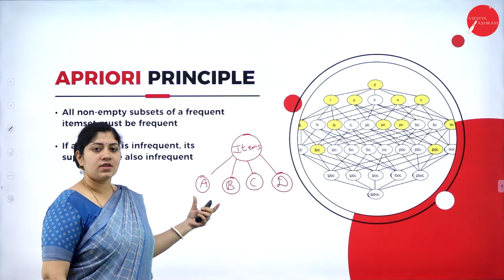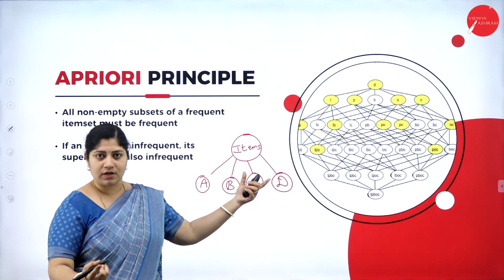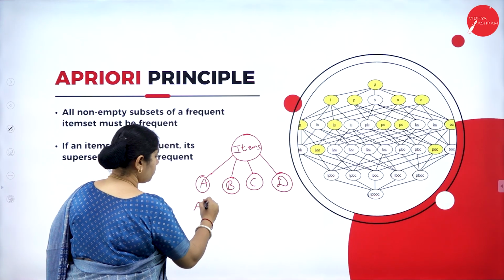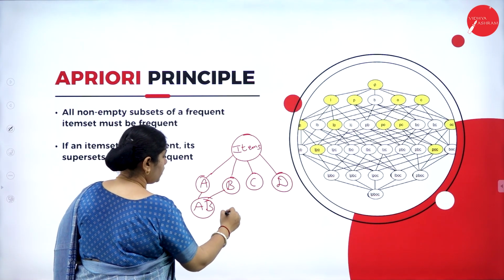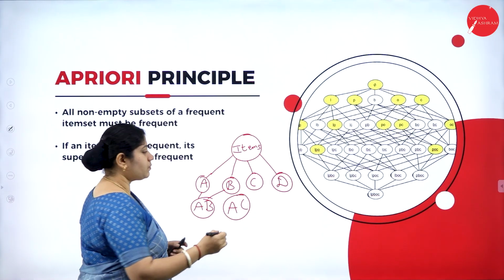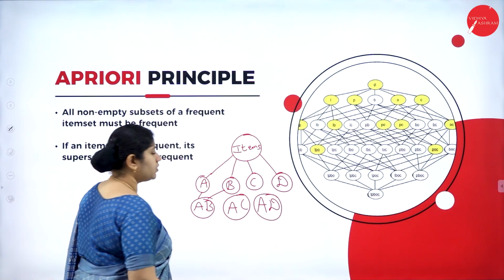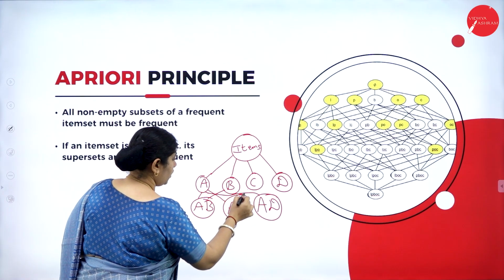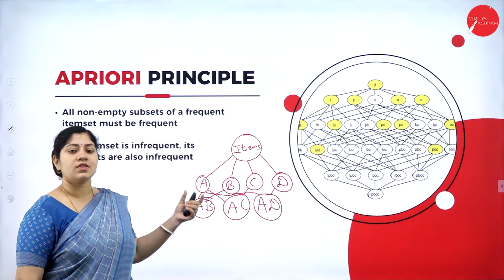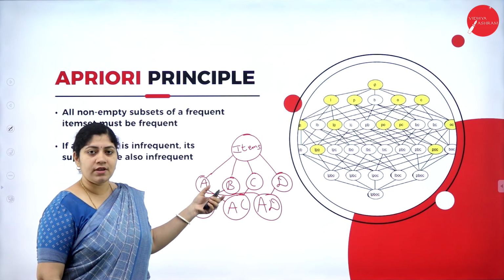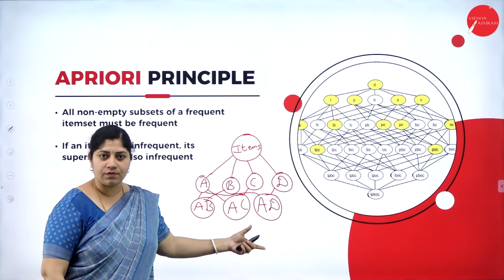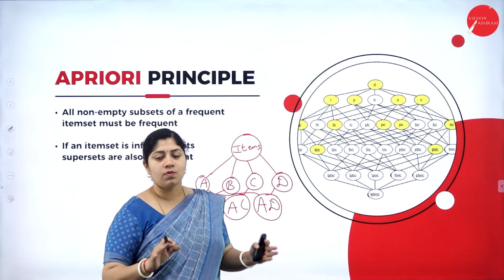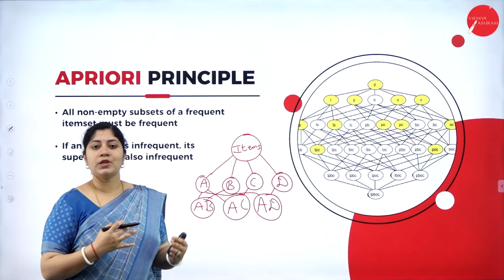Now, if we consider that an item is repeated frequently, then its subsets form. Subsets, for example, would be A with B. Yes, this is a subset. Then A with C forms one more subset. Then A with D is the third subset that is formed. If we consider that A is frequent, then the subsets formed will also be frequent. Now let's consider that C is not frequent. Then the subsets which form from it will also be infrequent. So that is the simple a priori principle.